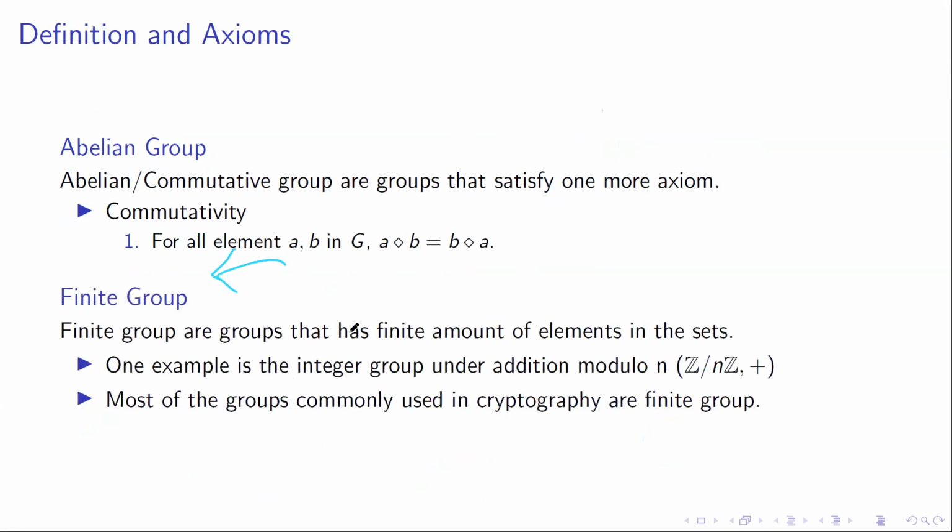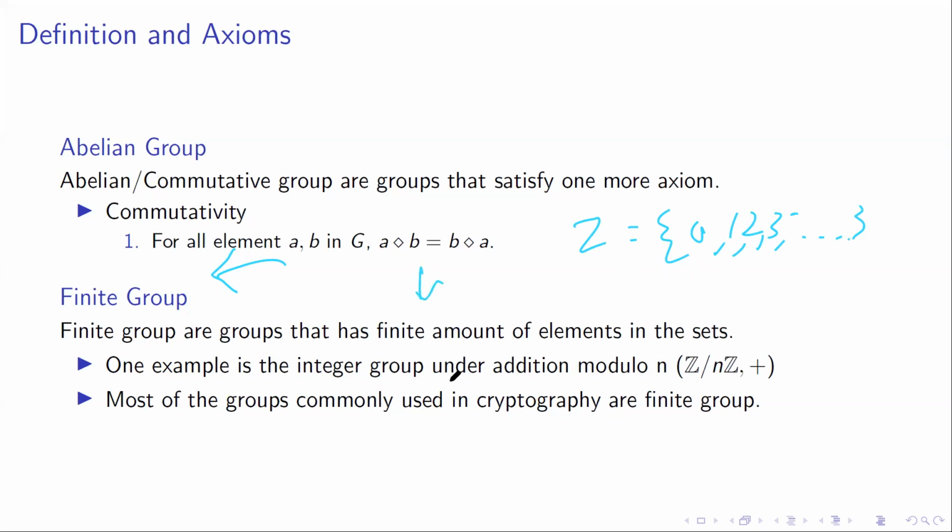Finite groups are groups that have a finite amount of elements. Let's say just now we have the integer set. The integer set, you know, has an infinite amount of integers. This is an infinite group. But if we have a finite group, it means that the set has a finite amount of elements.